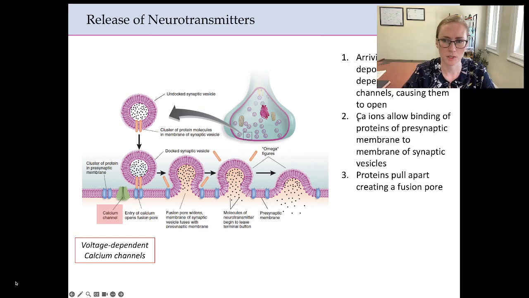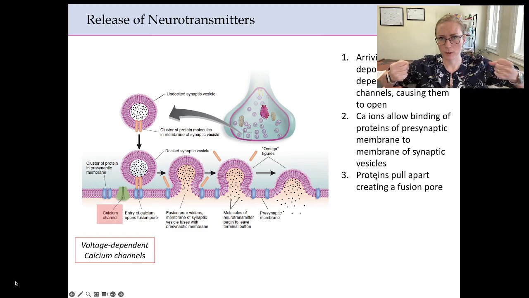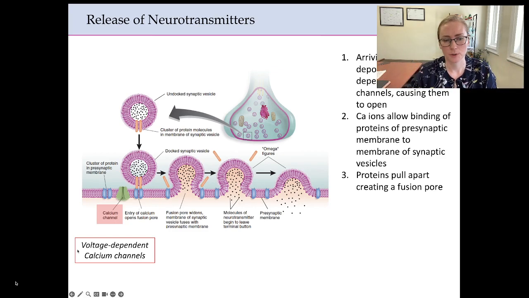cleft. So step 2, calcium ions that have entered the terminal button allow binding of proteins of the presynaptic membrane to membranes of synaptic vesicles. Those proteins then are pulled apart and release the neurotransmitters. So the important thing to remember, I'll be more explicit about that in a second, is that these calcium channels, just like the sodium channels of the action potential, are voltage gated, right?